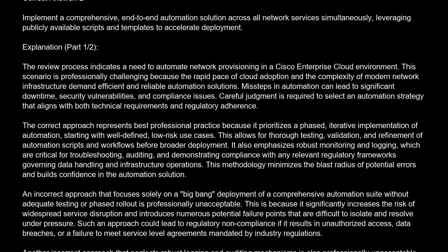An incorrect approach that focuses solely on a big bang deployment of a comprehensive automation suite without adequate testing or phased rollout is professionally unacceptable. This is because it significantly increases the risk of widespread service disruption and introduces numerous potential failure points that are difficult to isolate and resolve under pressure. Such an approach could lead to regulatory noncompliance if it results in unauthorized access, data breaches, or a failure to meet service-level agreements mandated by industry regulations.